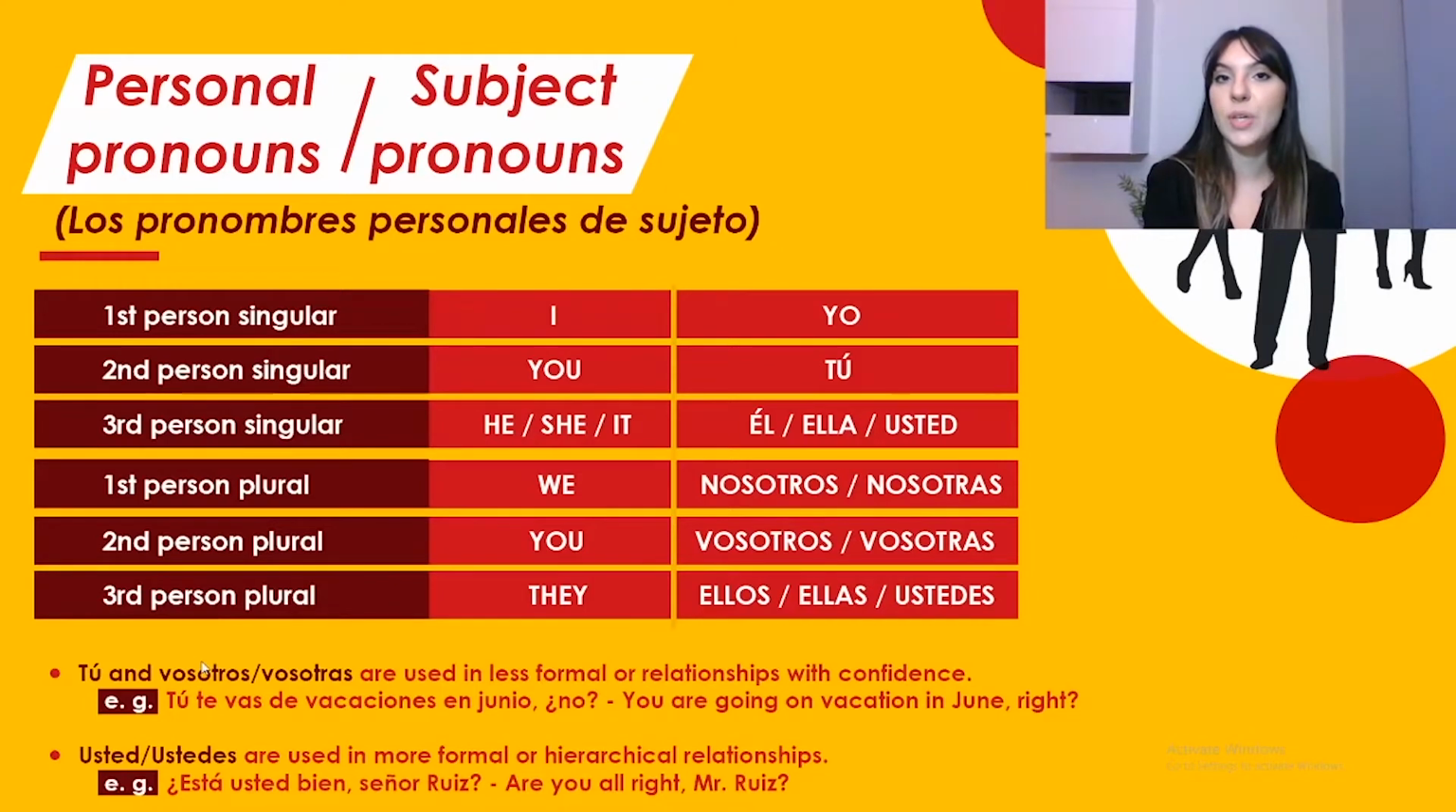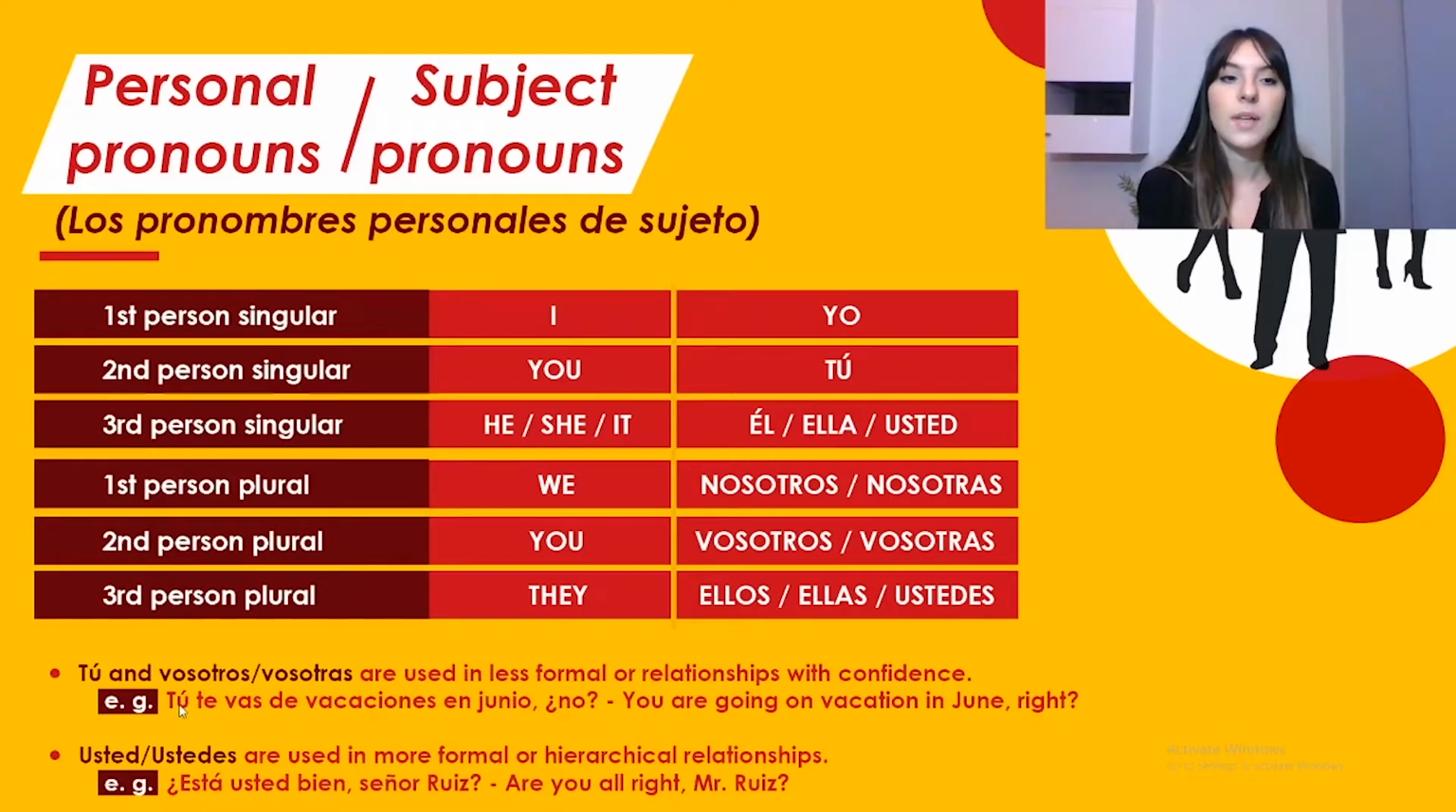The English "you" in Spanish has different meanings. We use tú and vosotros or vosotras when referring to someone we know well. So, for example, with a family member, with a friend, or with younger people in general. And we use usted or ustedes when we want to show or to mark respect. With older people, for example, with a superior, in more formal relationships.